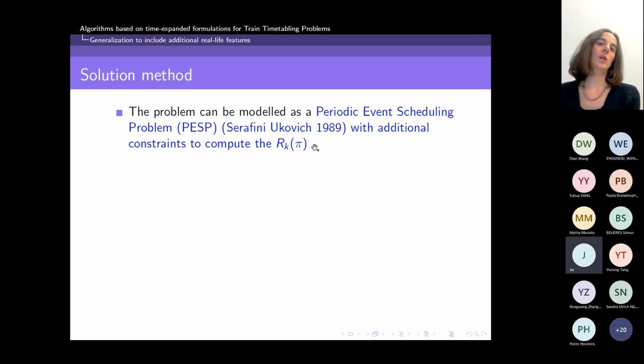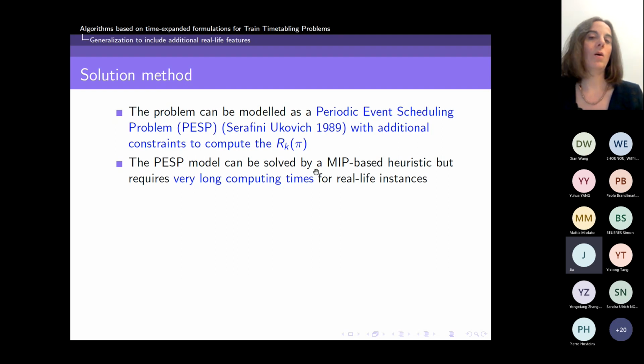And this periodic event scheduling problem is a problem in which we have these variables pi to define the time of all events in the network, and the events are departure and arrivals of trains from stations. So we define the timetable by defining these variables. And then we need additional constraints to compute the passenger routes and, as a consequence, the average perceived travel time. If we model this problem as a PESP, then we can solve it with CPLEX or with a MIP-based heuristic to improve a little bit the computing time. But actually, solving the model has a very long computing time for real-life instances. I will show the computation time.